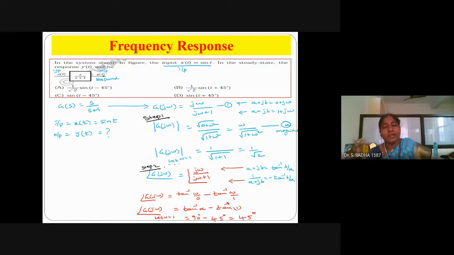Yes. Actually, from the given options, all are 45 degrees. So at one particular omega value, here you can see this is sine omega t. Omega value is 1 in the given question itself. Input is x of t equal to sine omega t, so omega value is 1 from the given question itself.